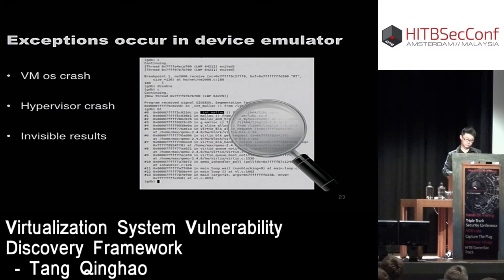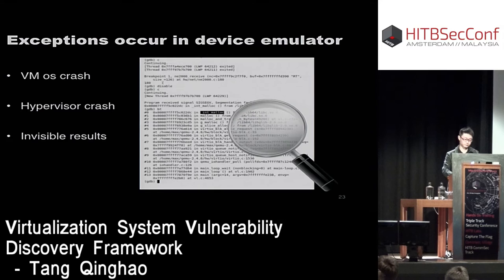Test symbols will cause three responses: guest machine operating system crash, virtualization system crash, and invisible results. A guest machine operating system crash happens when there are issues in driver modules because of system adaptation issues, and this won't help us a lot. We pay more attention to guest machine crashes and invisible results. Usually, we will find vulnerabilities by analyzing them.